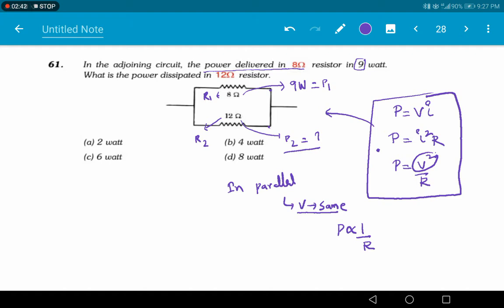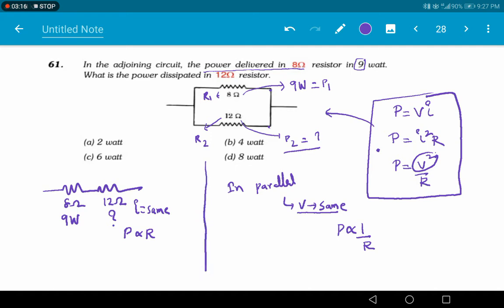For suppose if the same question they asked, 8 ohm and 12 ohm resistors are connected as shown in the figure. Power consumed across the 8 ohm is 9 watt. What is the power consumed across the 12 ohm? Now these two are connected in series combination. In series combination, I is the same. So if current is the same, we can go with the formula P directly proportional to R. Okay, let us solve these two cases here.